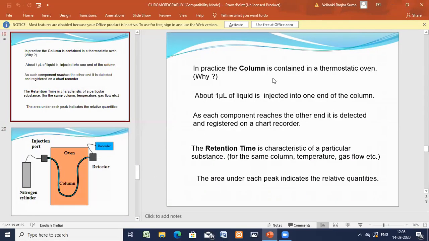Now, in practice, the column is contained in a thermostatic oven. About 1 microliter of the liquid is injected into one end of the column. As each component reaches the other end, it is detected and registered on the chart recorder. Retention time is a characteristic of a particular substance, for the same column temperature and gas flow. The area under each peak indicates relative quantities.